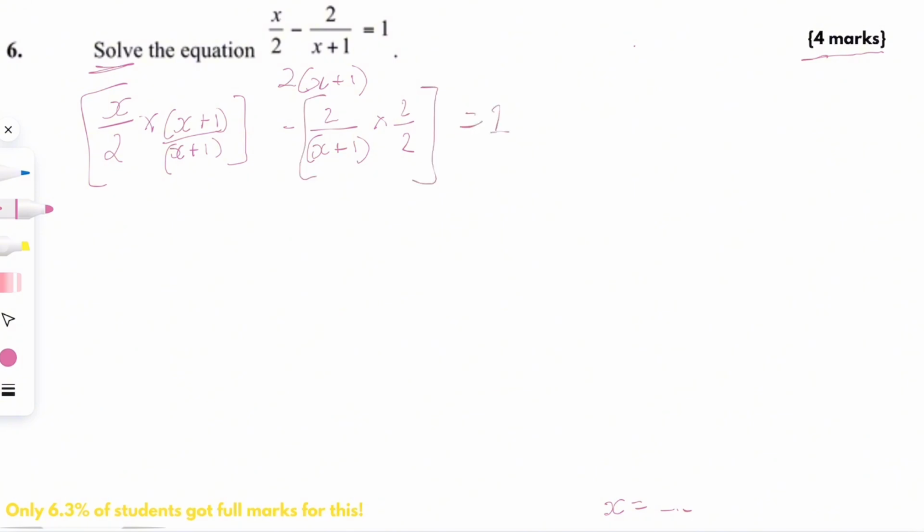And then we're going to multiply the numerators in each instance. So this will turn into x plus 1 over 2x plus 1. And then we have 4 over 2x plus 1. And that is equal to 1. So now we have the same denominator. Because we have the same denominator, we can actually combine both fractions into one big one.